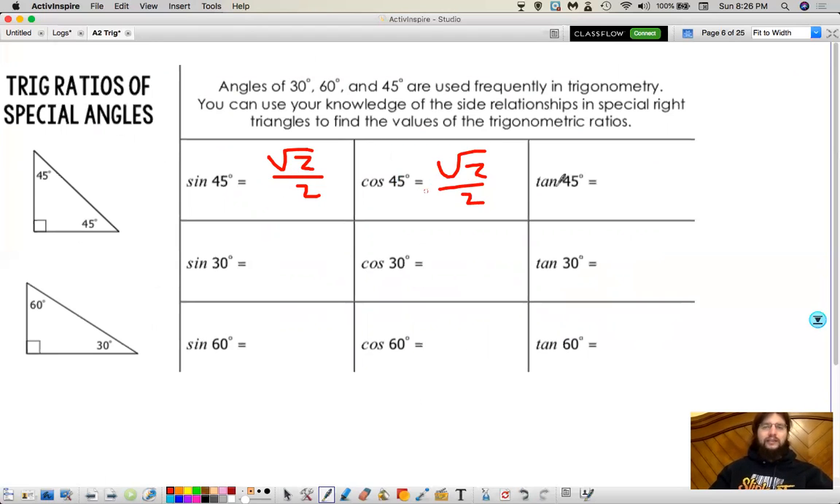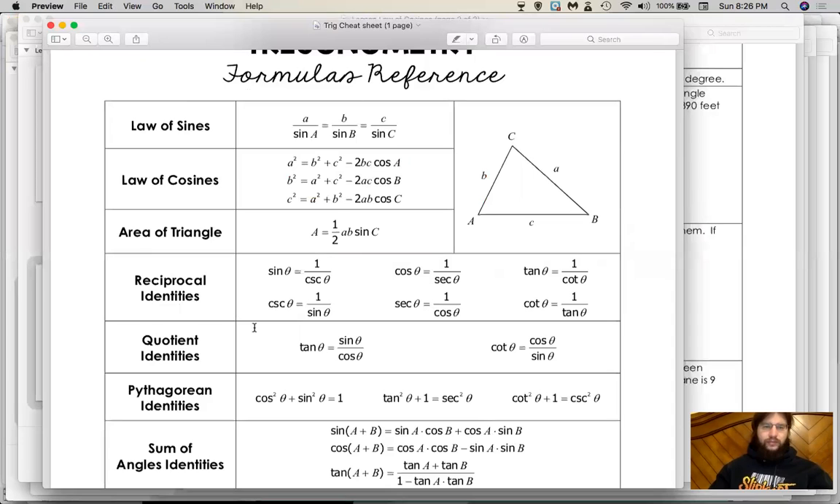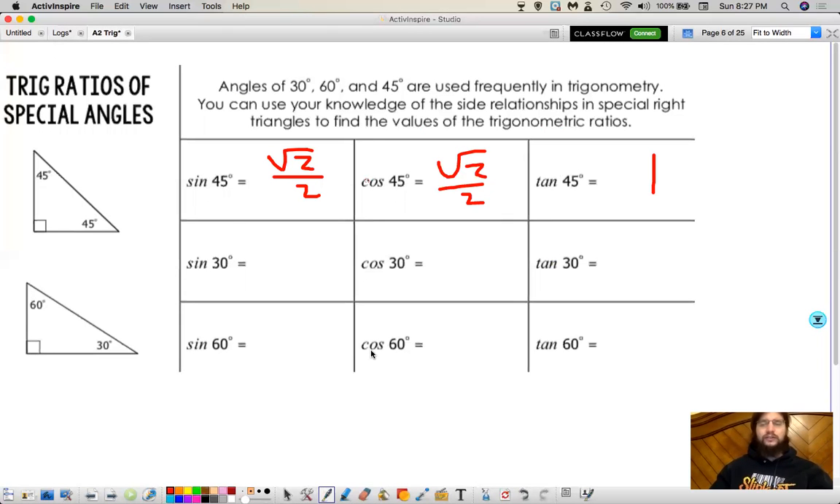If we divide something by itself, that's obviously 1. Oh, did you realize that tangent is sine over cosine? If you didn't, pretty sure it's on here. Yeah, tangent is sine over cosine. You can think about why. Sine is opposite over hypotenuse. Cosine is adjacent over hypotenuse. If you divide those, the hypotenuses will cancel.